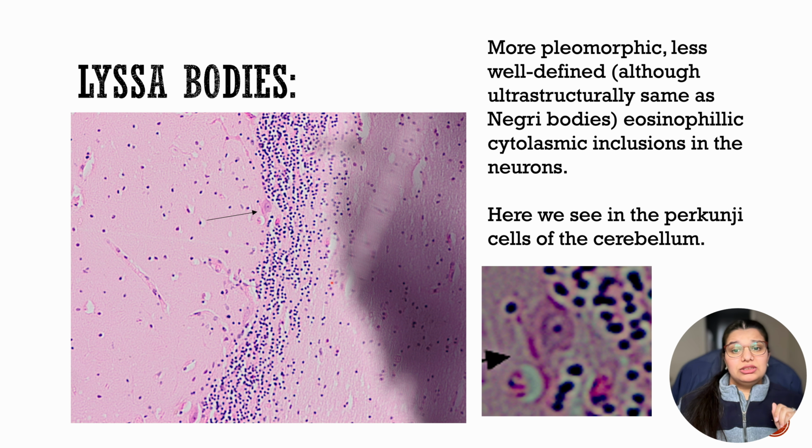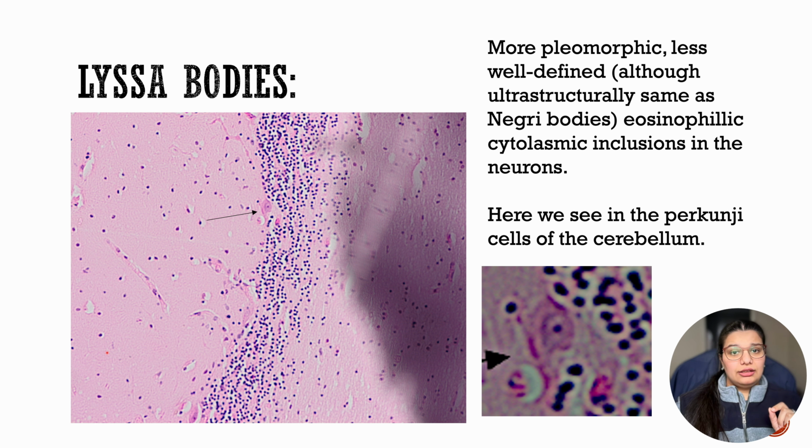Secondly, we do see Lyssa bodies. So, what are Lyssa bodies? Ultrastructurally they are the same as Negri bodies, but they are more pleomorphic and less well defined. This is the image I've taken from the cerebellum.